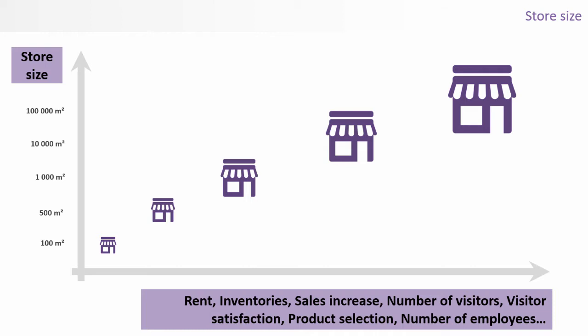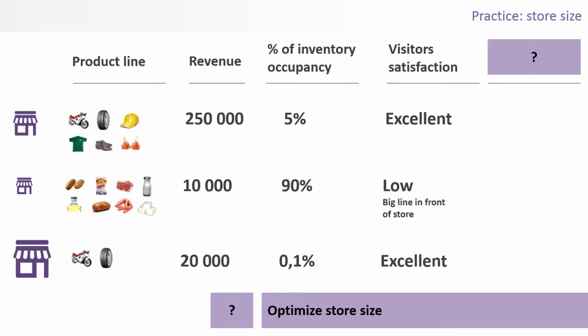Let's train. Imagine you have 3 shops with different sizes. You also have the revenue of the last week and the percentage of inventory occupancy, which shows the percentage of occupied warehouse. For example, if the percentage of occupancy is 80, you will have only 20% of the free space left for new goods. You can also see your customer satisfaction level with explanation. You will need to decide which of the stores need to correct their size.